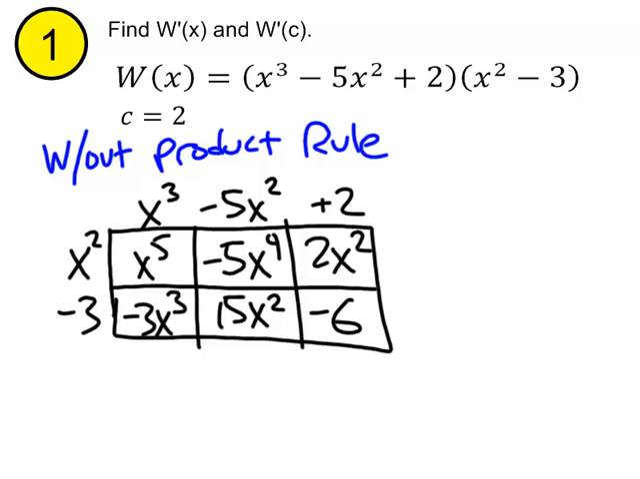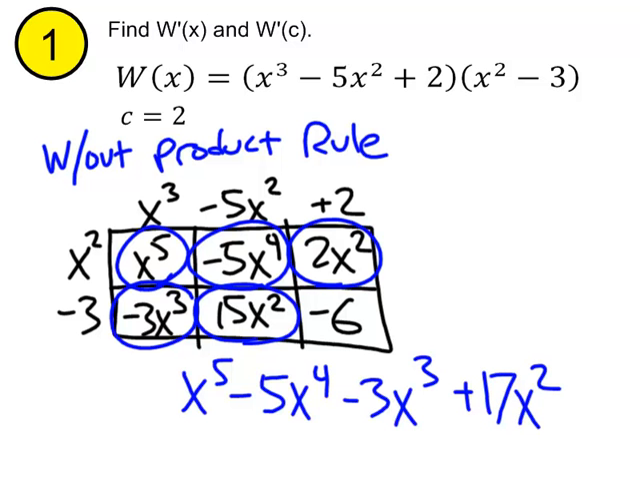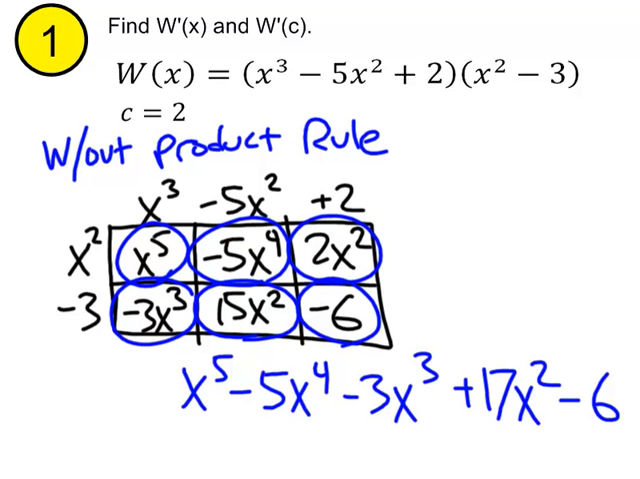And I just add up all the boxes, and I look out for like terms. So notice that here I've got x to the 5th, and I've got x to the 4th here, minus 5x to the 4th. And then I've got a minus 3x cubed, and minus 15x squared and 2x squared will give me, I'm sorry, not 30, 17, I'm thinking ahead a little bit here, minus 17x squared, and then minus 6. Again, that was no calculus, that was just algebra right there. So that's still w of x.